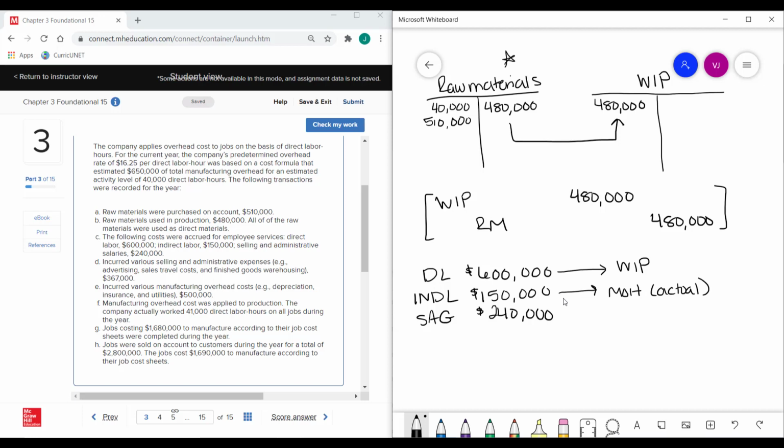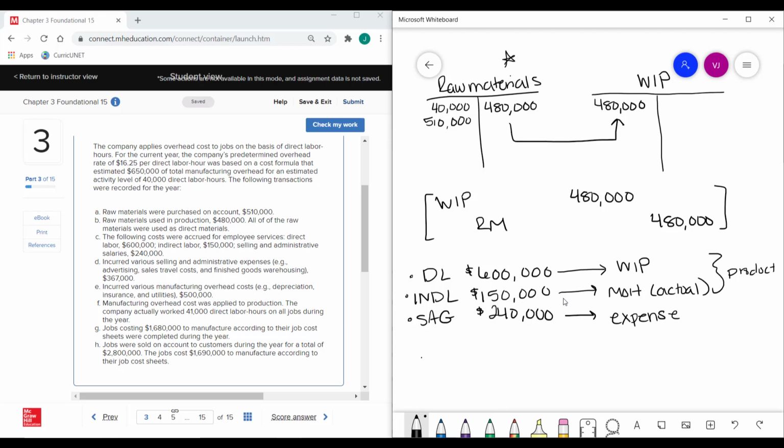Okay. And then what about the selling and administrative salaries? The first two we consider to be product costs, right? Part of the cost of the product. What about the selling and administrative salaries? That's not a cost that goes into making the product, right? So instead of it being considered a product cost like these two, it would be considered a period cost. And period costs are simply expensed in the period in which they're incurred. So this would be considered a selling and administrative expense.